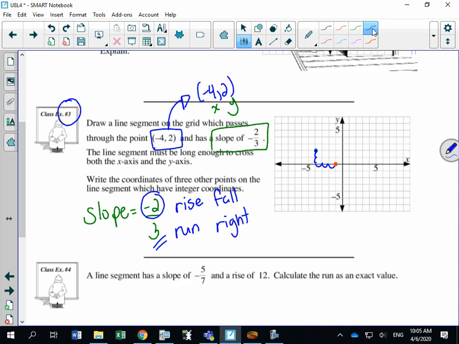From here, I'm going to fall 2 and go to the right 1, 2, 3. There is my next point. Again, fall 2 and go to the right 3. There's my next point. Get yourself a ruler. If you did this correctly, this is a linear graph.